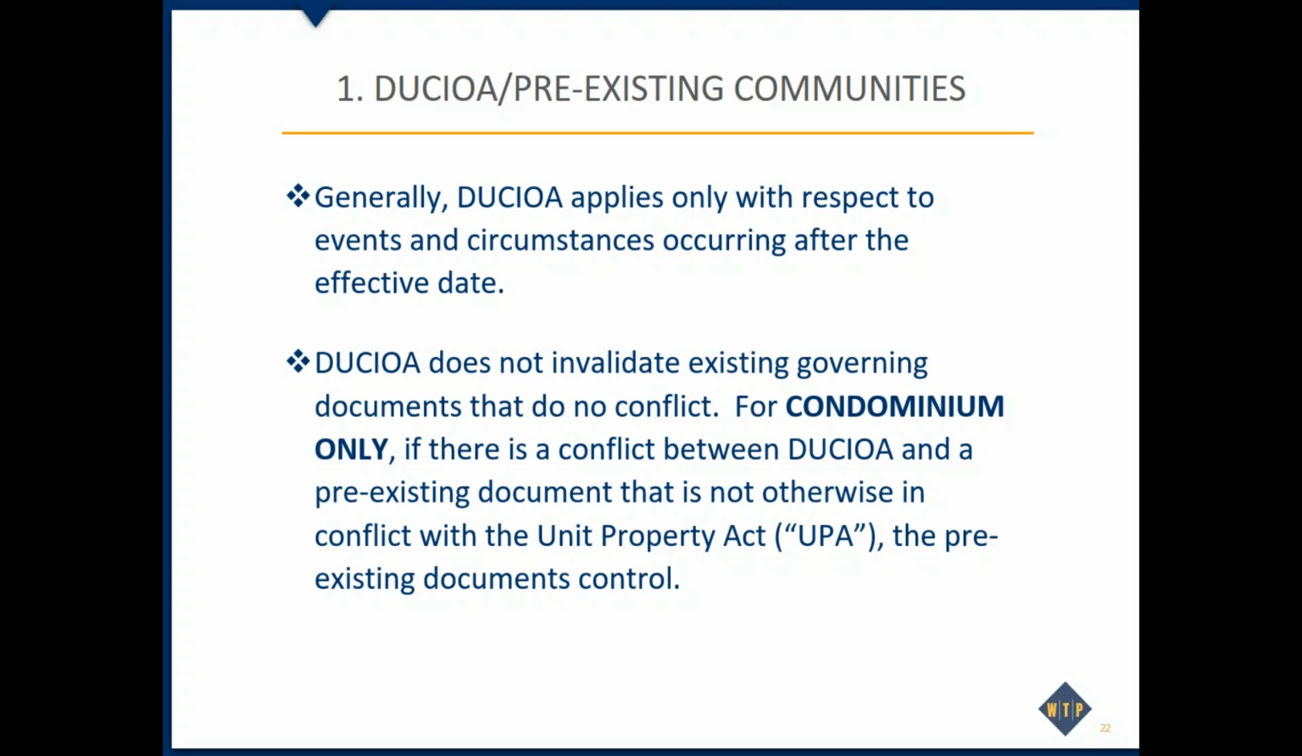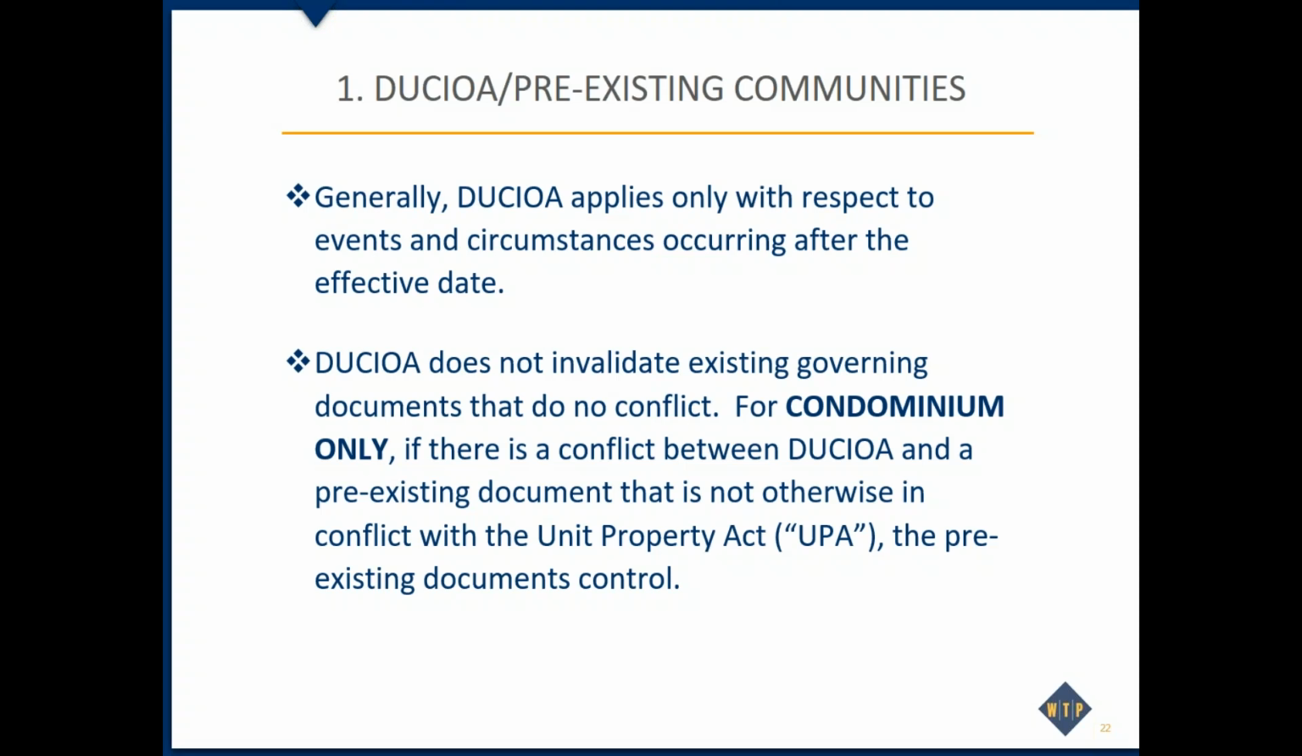Now, hang on. Here's where we're going to get even more problematic. This is the language of the statute. For condominiums only, if there's a conflict between your governing documents and the new statute, your pre-existing documents control. To give you an example, a lot of governing documents may have said the adoption of the budget must be by a vote of a majority of the members. Some of us have probably seen that language.